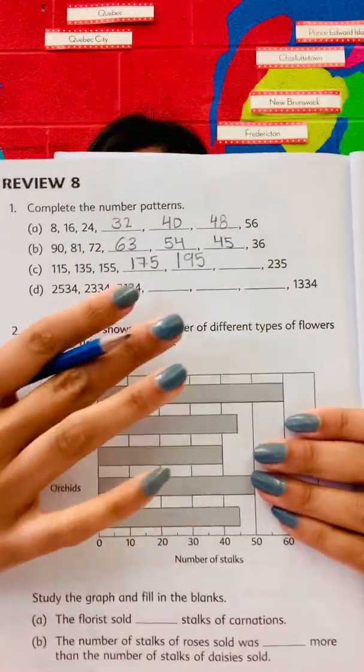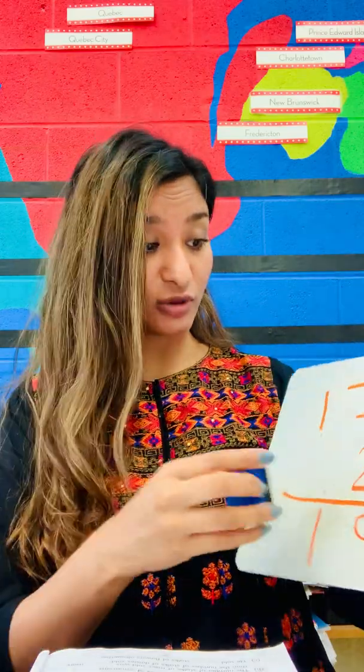Okay, so 175, 195. Now in 195, what do I need to add? 20 again. So this one, I will encourage you to do it on your own. Okay, so in 195, go ahead and add 20 again. And what do you get?